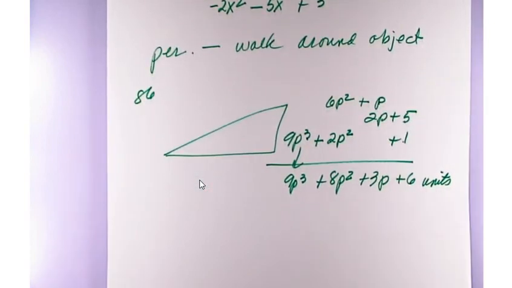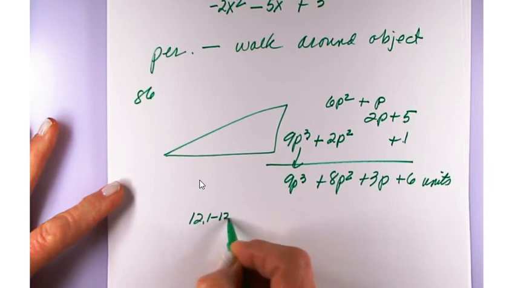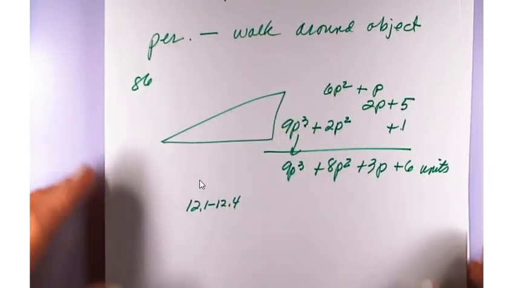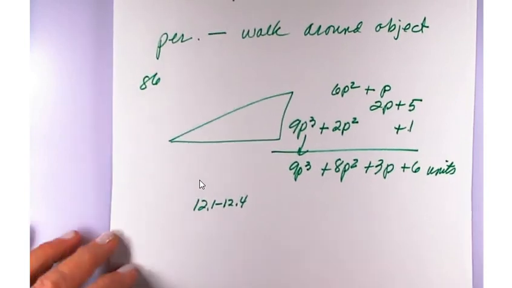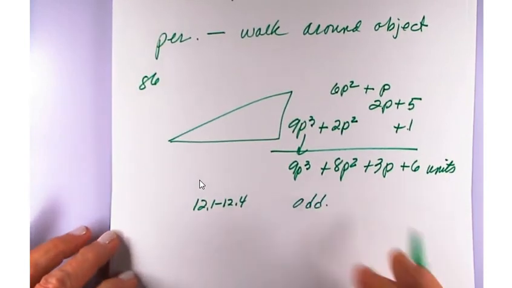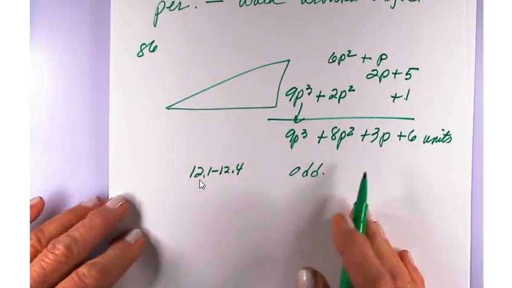So that completes our sections 12.1 through 12.4. And please, I will be posting the homework. Remember, we're going to be doing the odds. I never assign the hardest ones. So we're all set on this subject here.